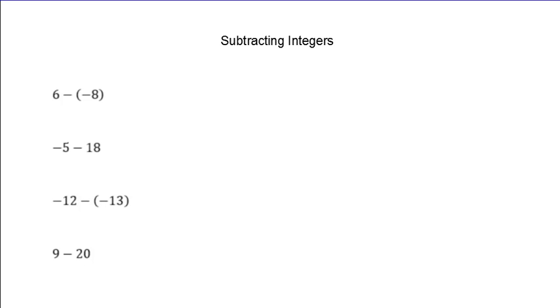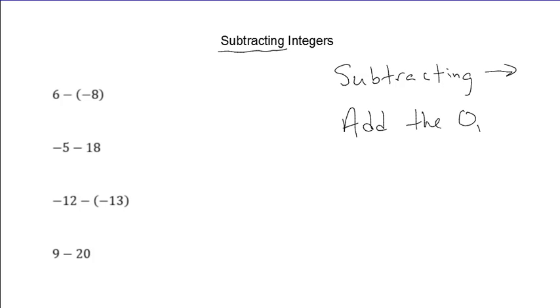And so in order to subtract our integers, we want to put our subtraction in terms of something we already know how to do. And since we already know how to add, hopefully, here's what we're going to do for subtraction. So for subtracting, you are going to do the following. You are going to add the opposite.